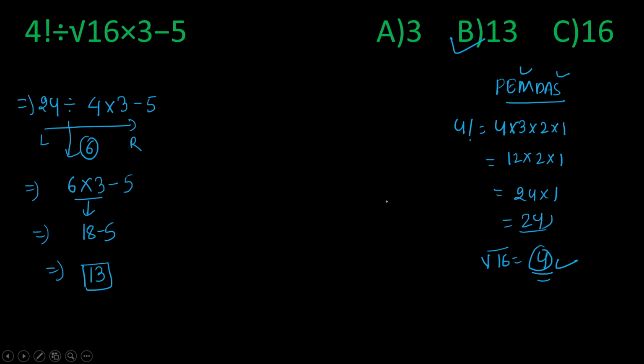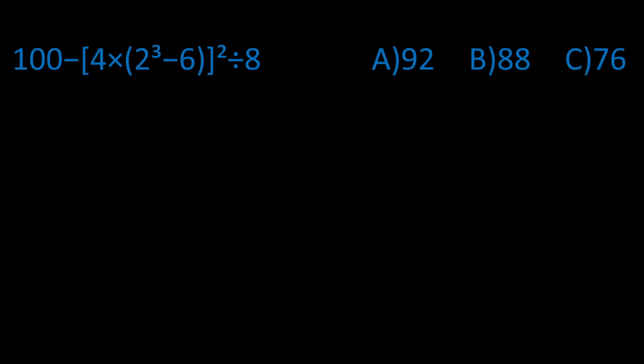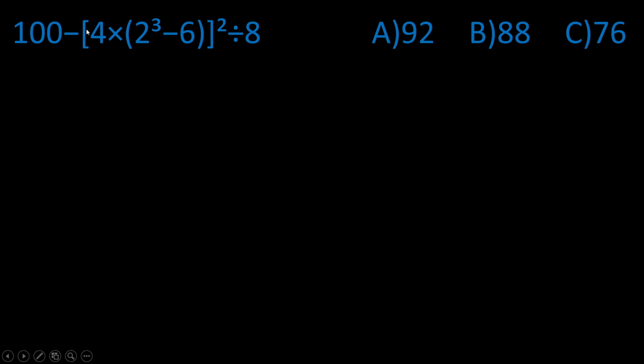Okay, and coming to the next question, number 4, we have 100 minus parenthesis, that is 4 times parenthesis 2 cube minus 6 parenthesis and bracket square divided by 8. This is the whole question. Try to solve by your own and comment your answers. Your time starts now.